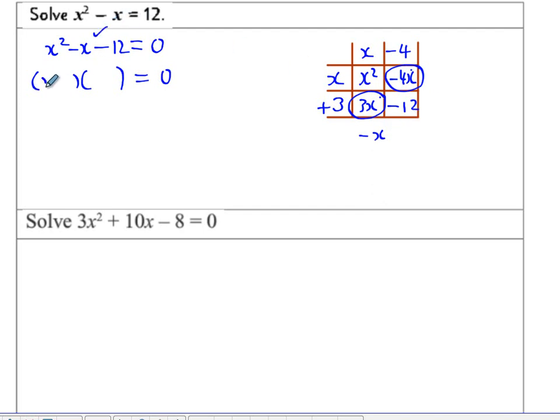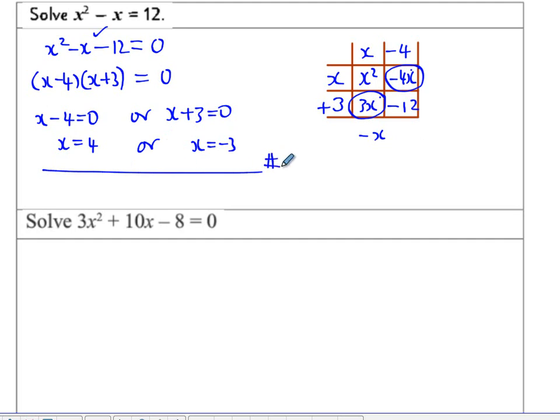So this is x take away 4 times x plus 3 equals 0. So x take away 4 equals 0, or x plus 3 equals 0. This is x is 4, this x is minus 3. I don't have to explain that. That's your answer.